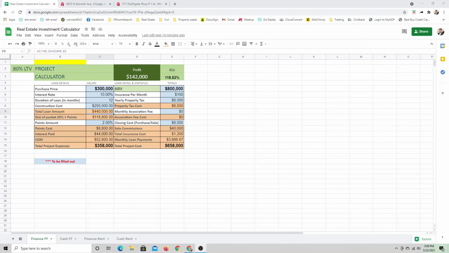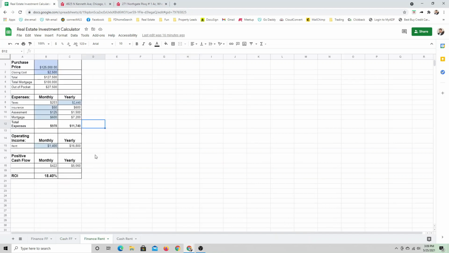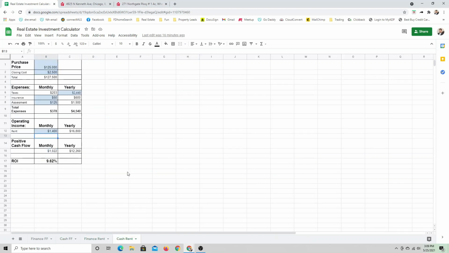This is a calculator I've built using Google Sheets to see what properties are worthy of my investment. There are 4 sheets in the calculator. The first sheet is financing a fix and flip. The second sheet is buying a property cash, fixing it up, and reselling it. The third sheet is if you plan to buy a rental property and finance it. And the fourth sheet is if you plan to buy a rental property for cash.